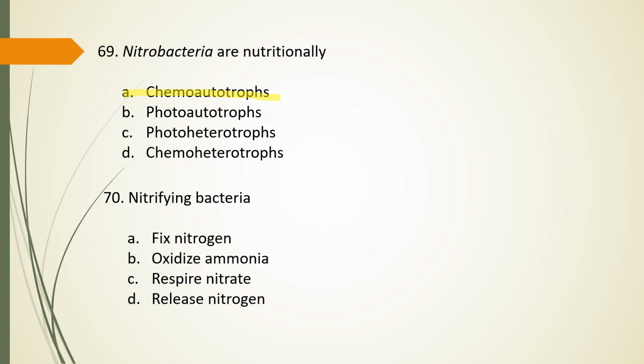Question number 70. Nitrifying bacteria. Option A fix nitrogen, B oxidize ammonia, C respire nitrate and D release nitrogen. The correct answer is option B oxidize ammonia. Nitrifying bacteria oxidize ammonia to nitrate as a part of the nitrogen cycle to maintain the supply of nitrate for plants and to control soil nitrogen losses.